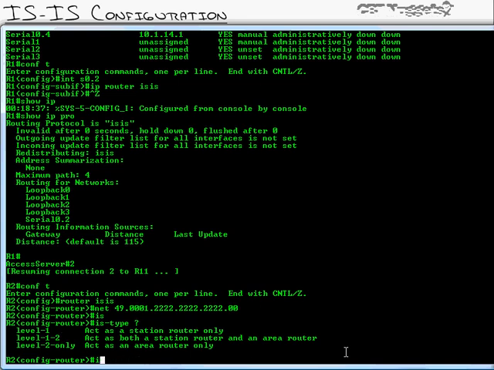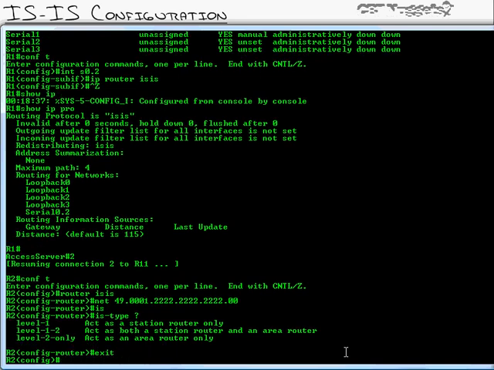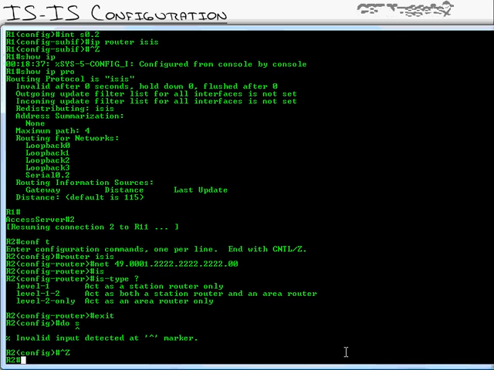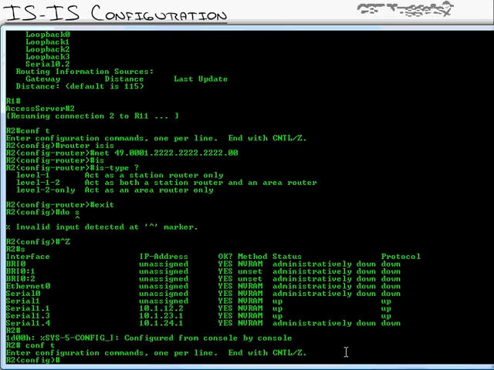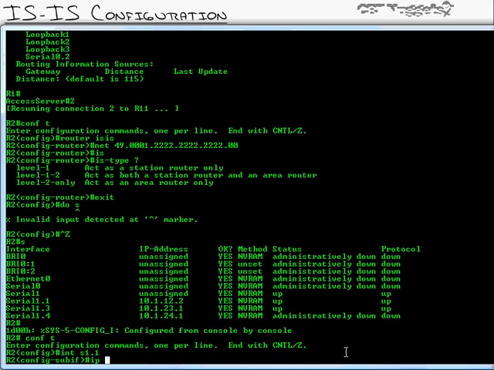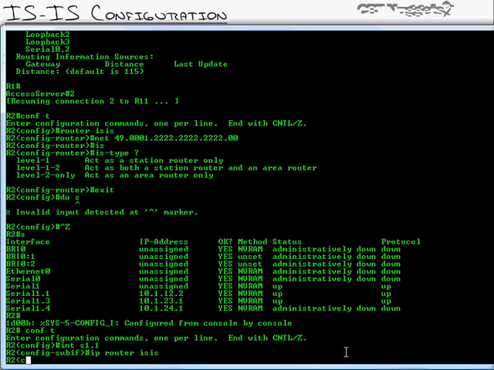So I can exit out now and go to my interfaces. Let me just do a show IP interface brief. I need to go under interface serial 1.1 and type in IP router ISIS. That is now included in the ISIS routing process.